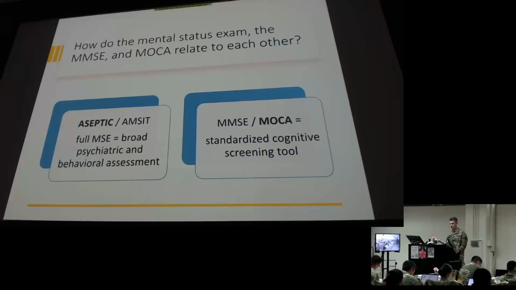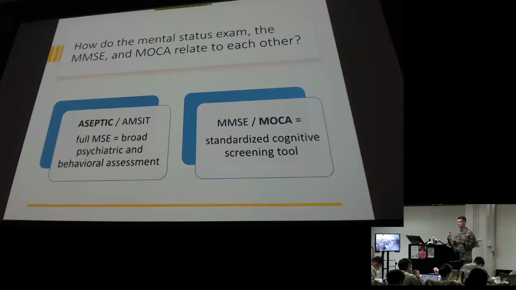The difference, just to group these together: ASEPTIC and AMSIT, those are your full mental status exams. They're a broad psychiatric and behavioral health assessment. And then the Mini Mental State Exam and the MOCA, that's your screening tool. It gives me a score out of 30 for both of them. MOCA is more commonly used. I like MOCA better because it will tease out mild cognitive impairment a little bit sooner.